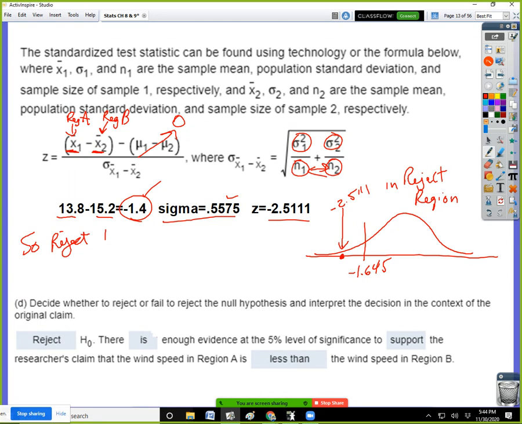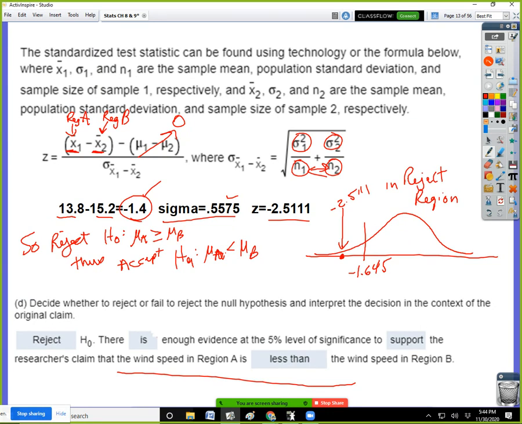I know it's terrible. So reject H sub 0, which says that mu sub A is greater than or equal to mu sub B. Thus, we accept H sub A, which says that mu of A is less than mu of B, which is what it says right there. You all right? So if we reject H0, there's always enough evidence to support the claim, because this was the claim to begin with. Okay? So if you reject it, then you can support the claim.